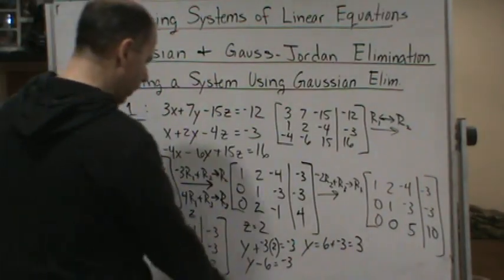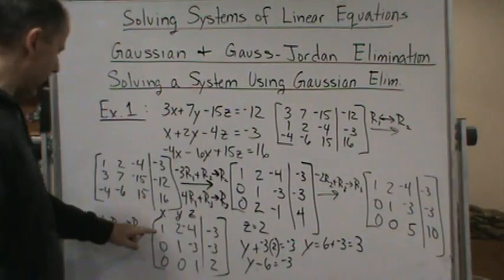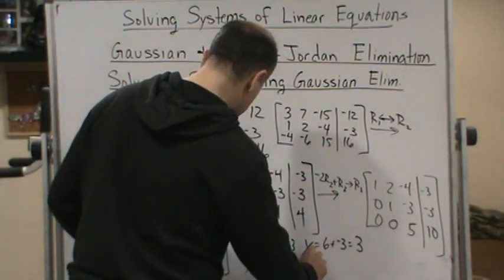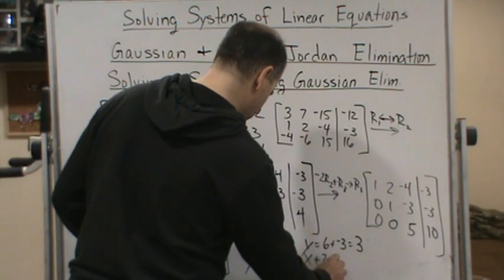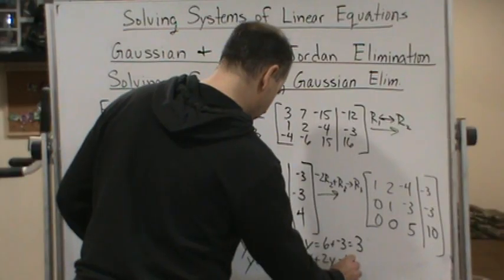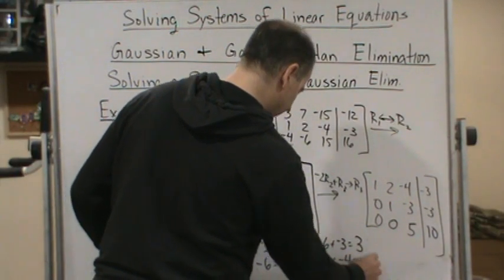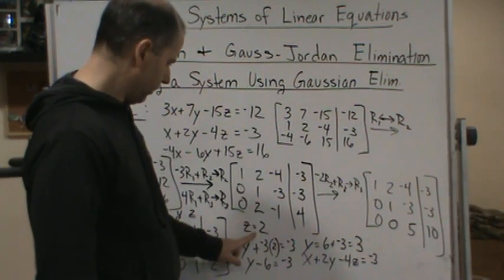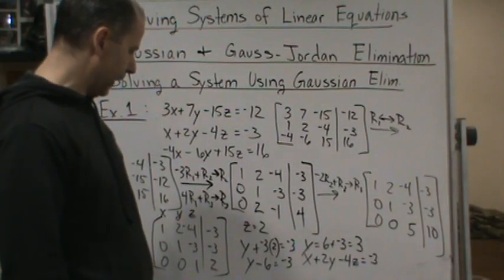And now we know Z is equal to 2, Y is equal to 3, and now we go to the top row, which represents X plus 2Y minus 4Z is equal to negative 3. But now we can plug in 2 for Z, we can plug in 3 for Y, and then we just solve for X.